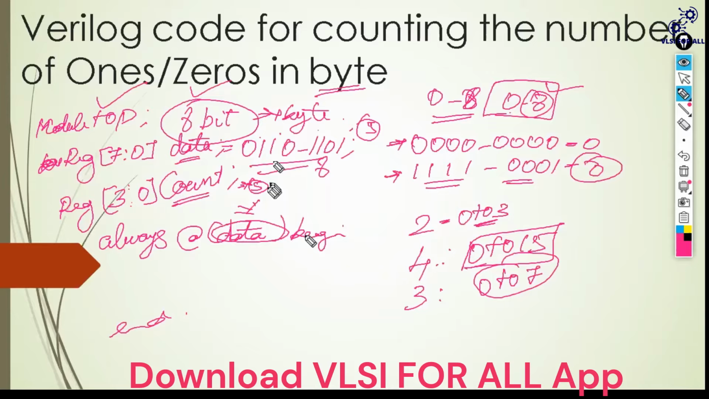In a loop, you can iterate this data, and if any bit of this data is equal to 1, then in that case, you can increase the count for 1. And if you want to increase for 0, then you can make it equal 0.